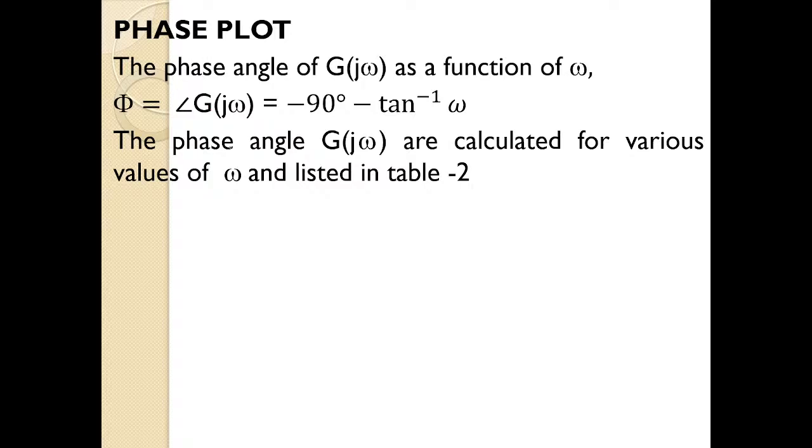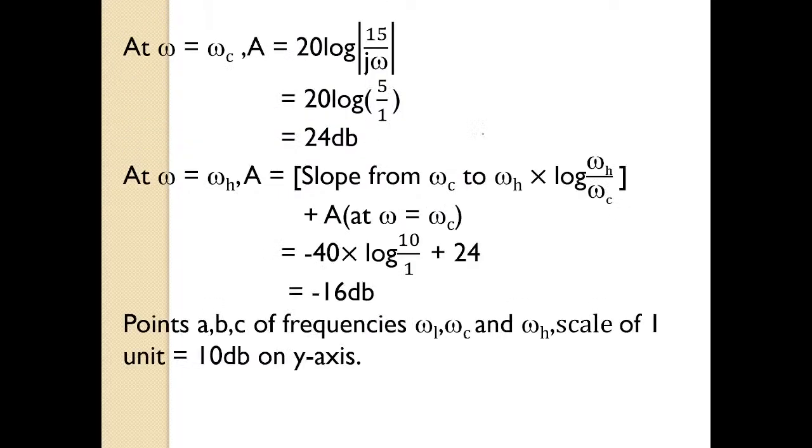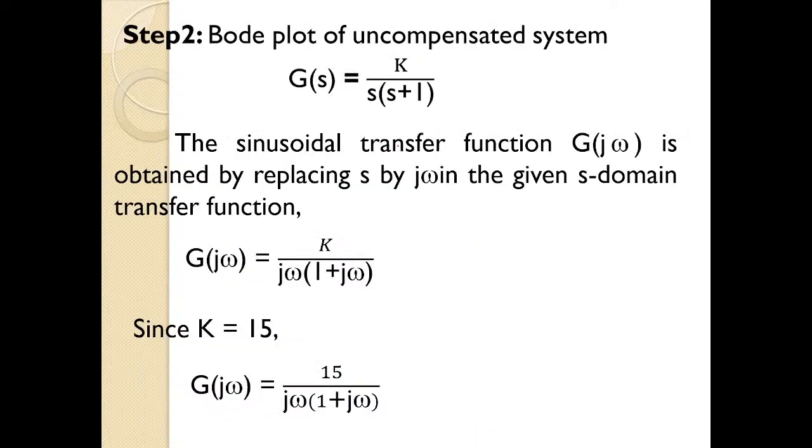At the same time, I have also considered the phase, instead of going only for the magnitude plot. What is the phase angle here, phi, the angle of G of j omega? For the integral factor, the phase is minus 90. For the first order denominator factor, it is minus tan inverse of omega.